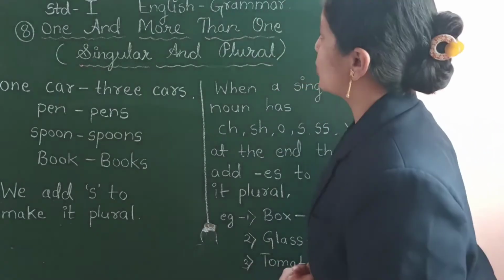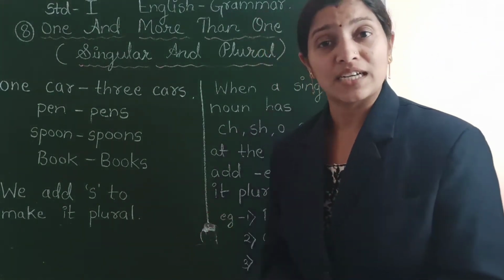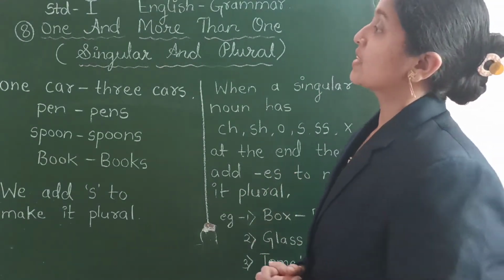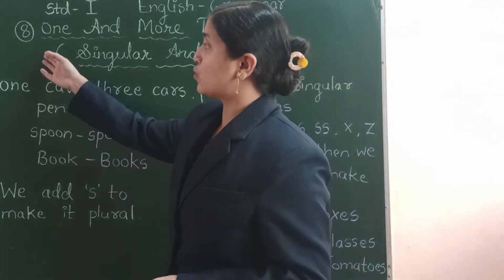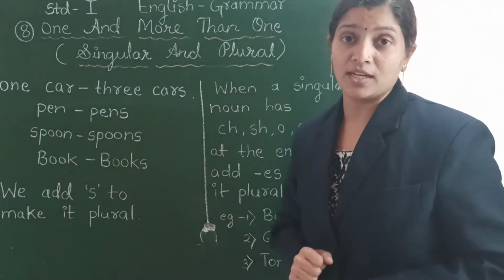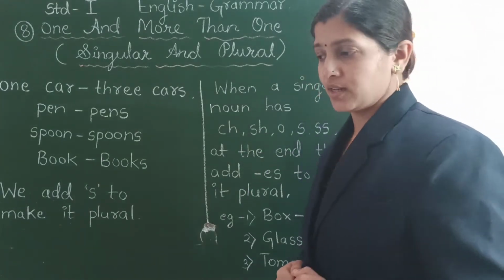Today we are going to learn grammar. That is the grammar from our grammar book. And the topic for today is the eighth topic. The name of the topic is one and more than one, which is also known as singular and plural.